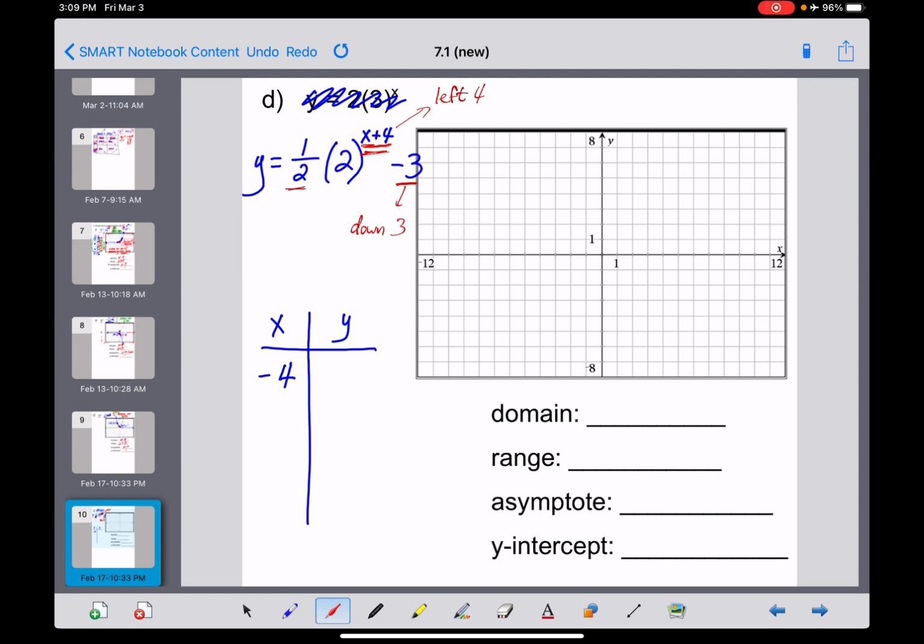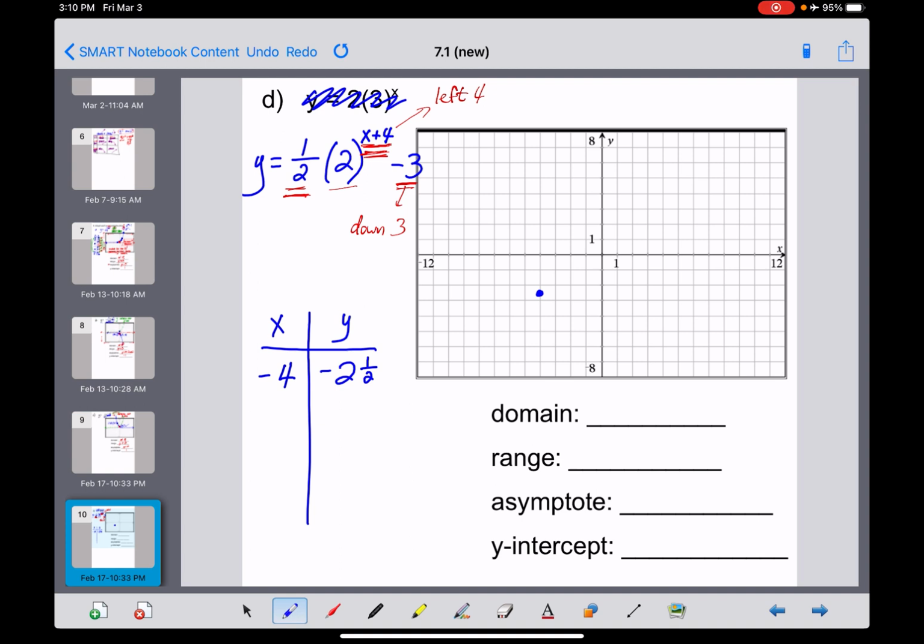And now let's follow order of operations. 2 to the 0 power is 1. Let's multiply 1 by 1/2, that's 1/2, and 1/2 minus 3 is negative 2.5. That's interesting. So 4 to the left, 1, 2, 3, 4, 2.5 units down would get us right about there for a starting point. Okay, kind of interesting.